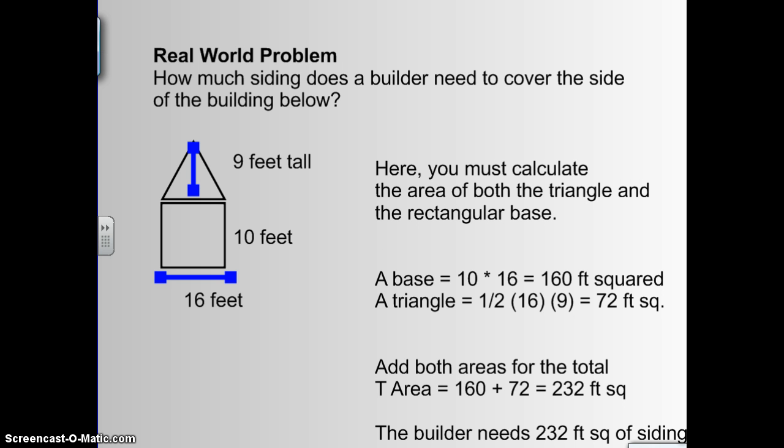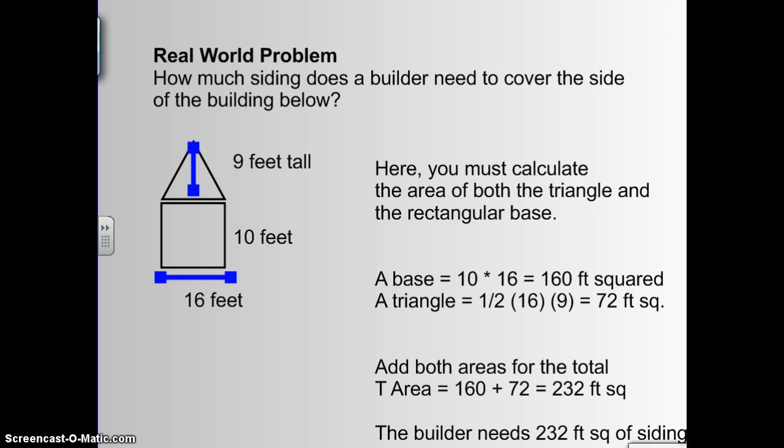Let's look at a real world problem here. We're looking at a house, the side of a house. We have the roof line, the triangle part at the top, and then we have the actual base of the house. We want to know how much siding the builder needs to cover the side of the building, and that includes that roof line there. So here you have to calculate the area of both the triangle and the rectangular base. So we're going to do it in two parts.